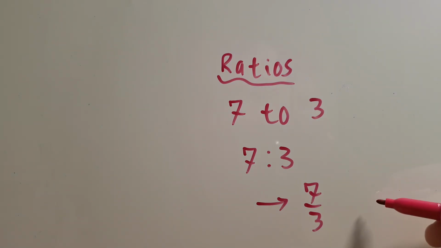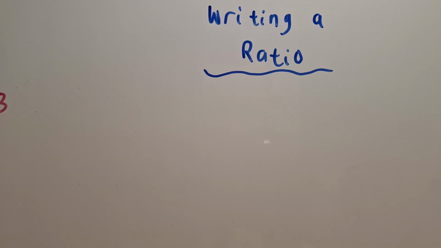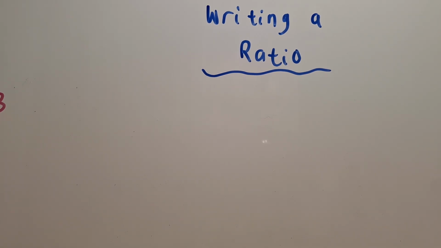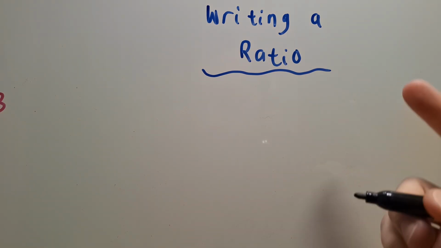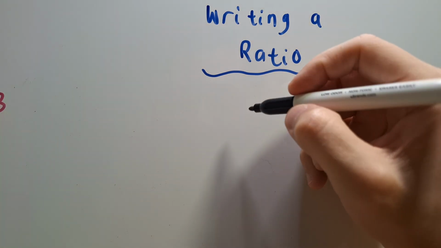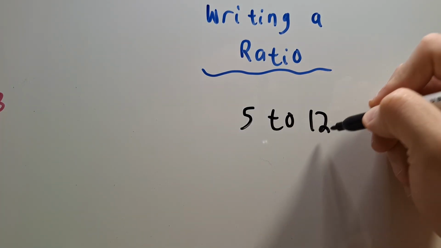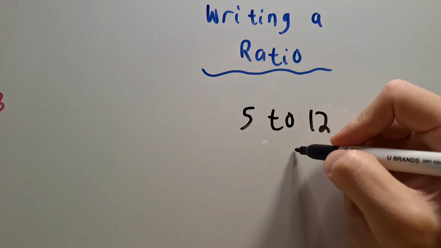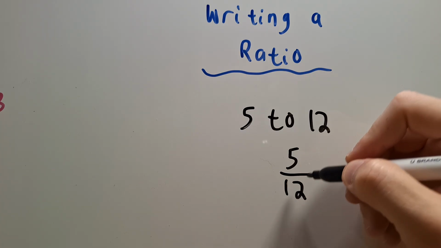Now this represents the way of writing a ratio as a fraction. When you write a ratio as a fraction, you will always keep a couple things in mind. One is this. It is important when you're writing a ratio that the quantity mentioned first is the numerator, and then the quantity mentioned second is the denominator. So if I was told to write the ratio of 5 to 12 as a fraction, it would be written as 5 over 12. Simply put, just like this.